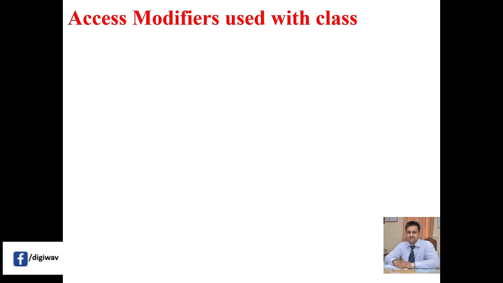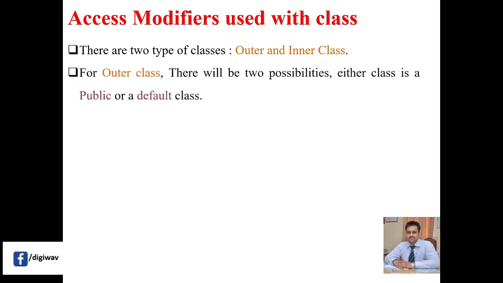There are 2 types of class we use in Java. One is the outer class and the second one is the inner class. For outer class, there will be 2 possibilities: either the class is a public or default class. For inner class, all access modifiers can be used.